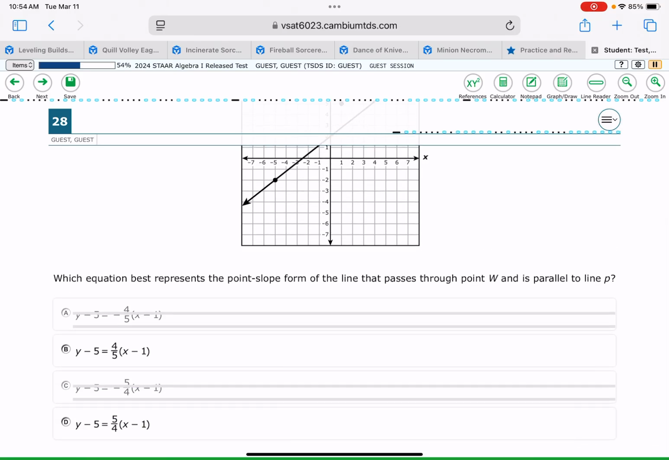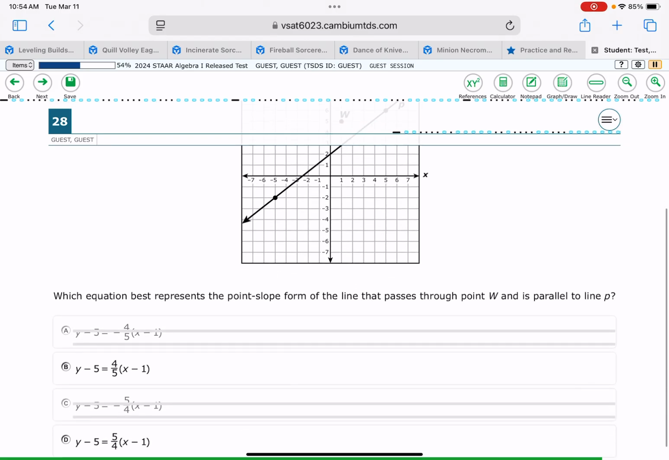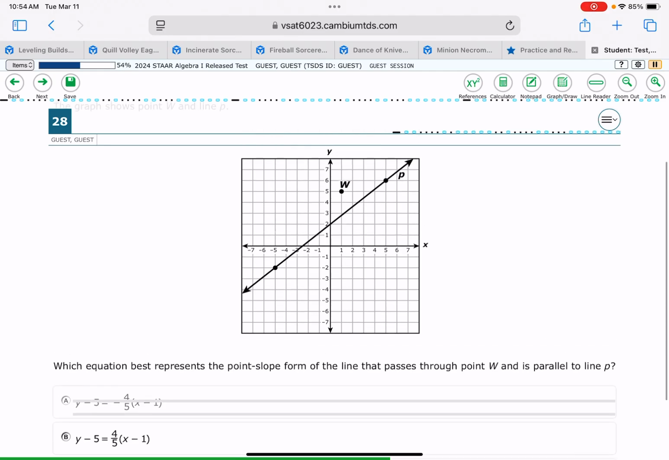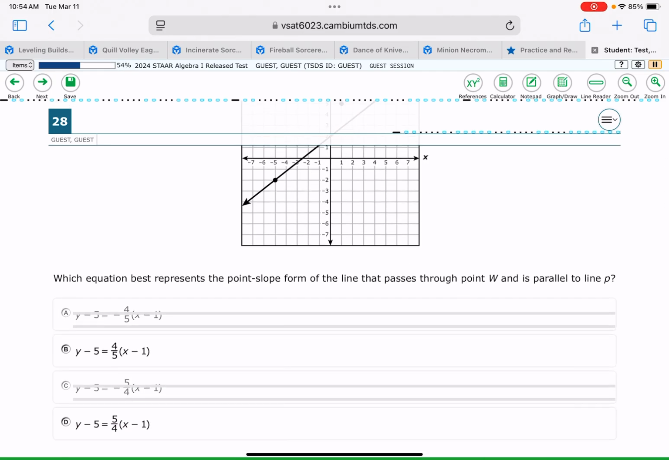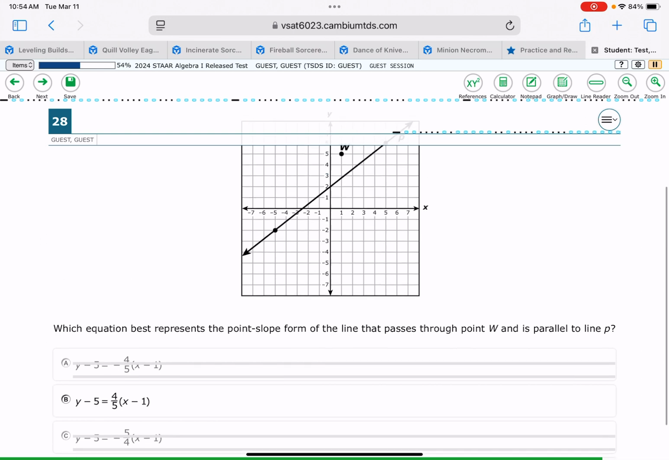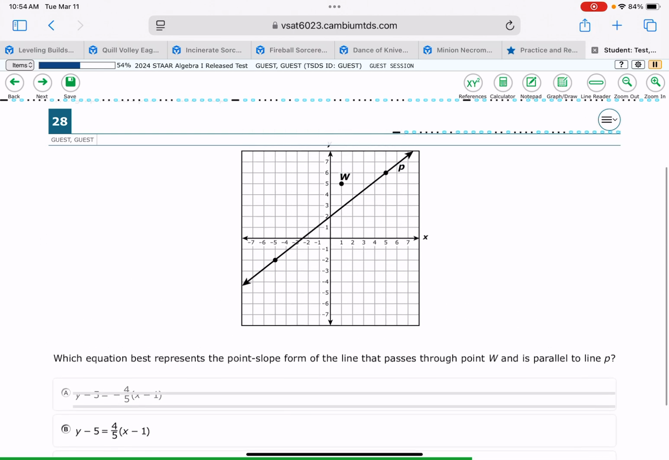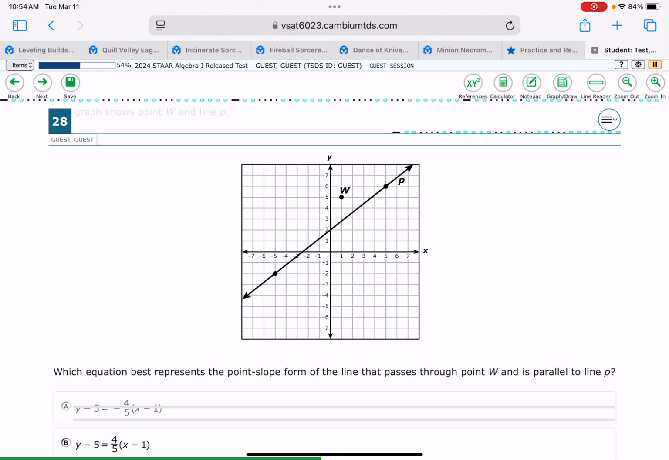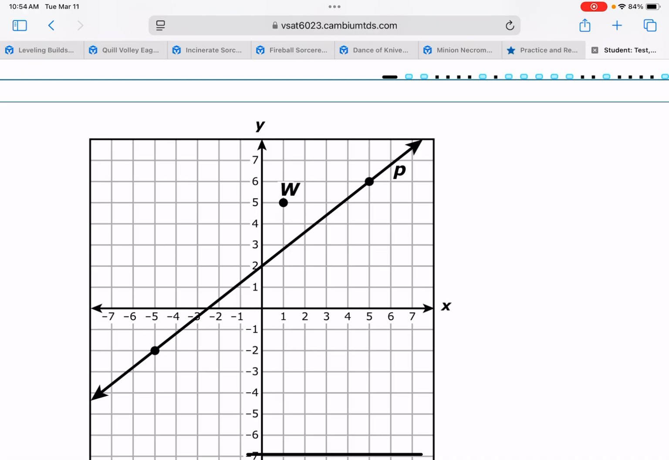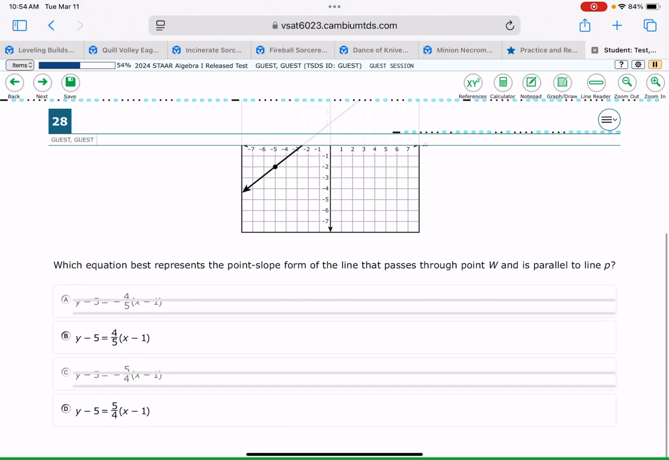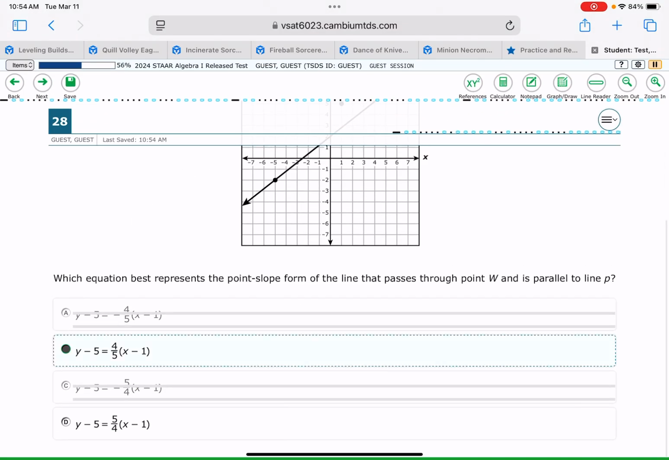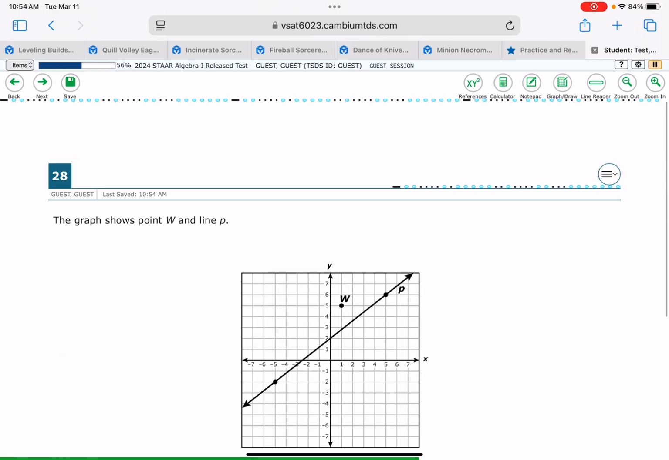I guess I should have thought about that too, because if they wanted perpendicular, I would have picked the negative slope. But it's a good thing I went back and read it. That's a good clue for you too, to make sure you read what they want you to do. But we want it to be parallel, so I need to determine what this slope is. I'm going to go ahead and go through that y-intercept of 2. So I'm up 1, 2, 3, 4. So that's a rise of 4 and a run of 5. So that means my answer choice is going to be B.